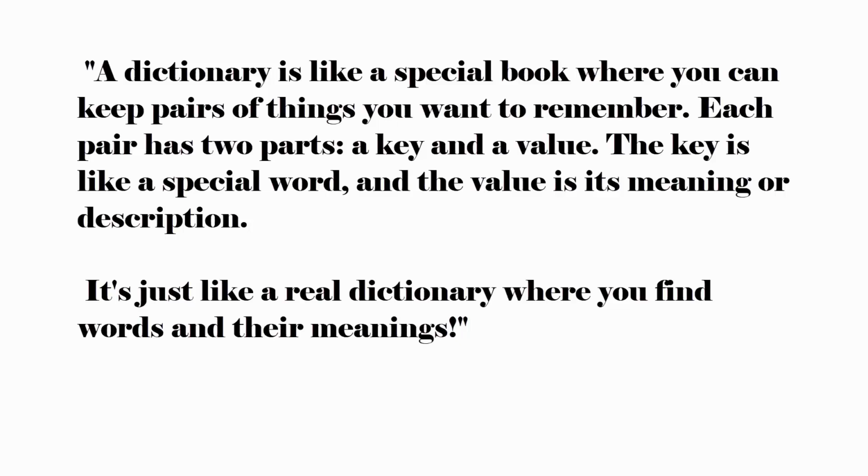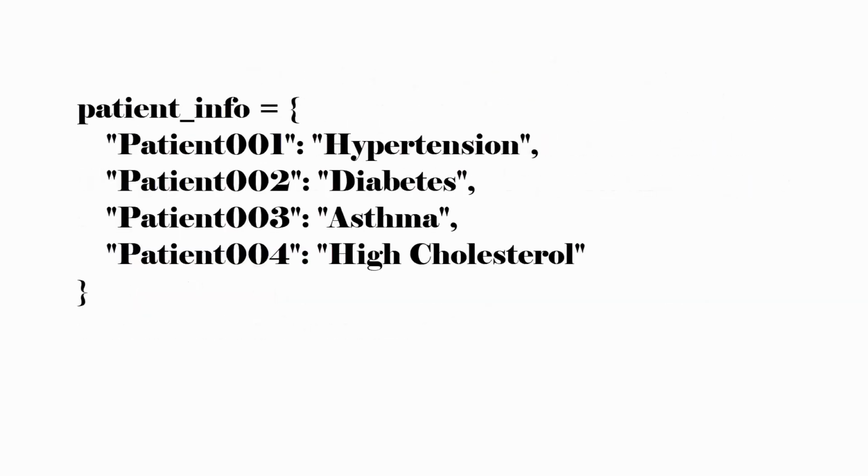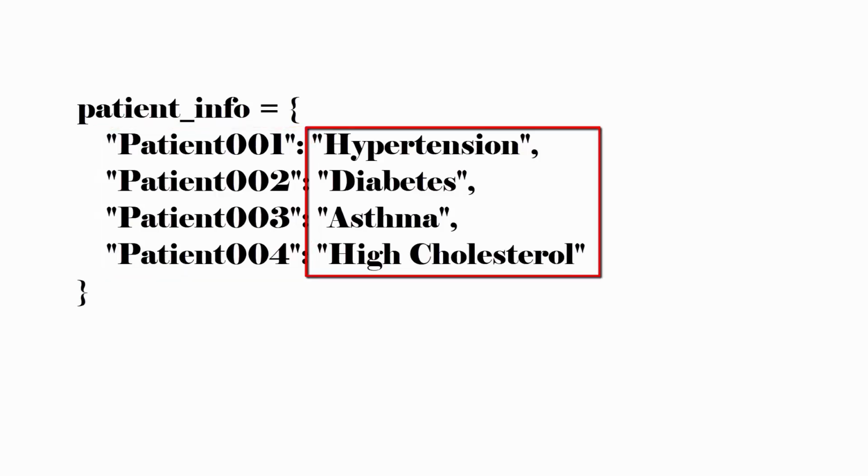A dictionary is like a special book where you keep pairs of things you want to remember. Each pair has two parts, a key and a value. A key is like a special word and the value is its meaning or description. It's just like a real dictionary where you find words and their meanings. Let's imagine a dictionary for storing patient information at a hospital. In this healthcare related scenario, each patient's unique ID number serves as a key, while their medical condition is the value associated with that key.